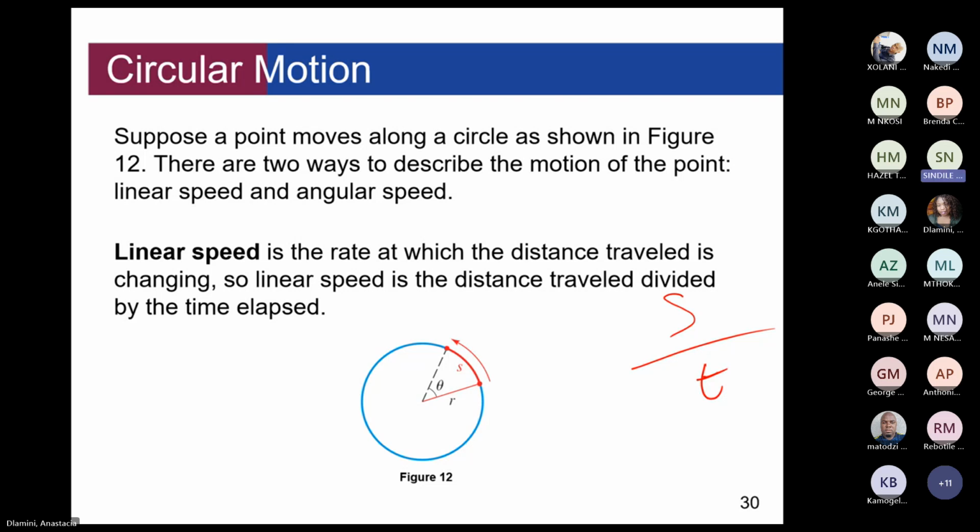It should be the angle, the angle in radians, divided by time elapsed. Look at this. The linear speed is the distance traveled divided by T. The angular speed will be theta divided by what? By T as well.